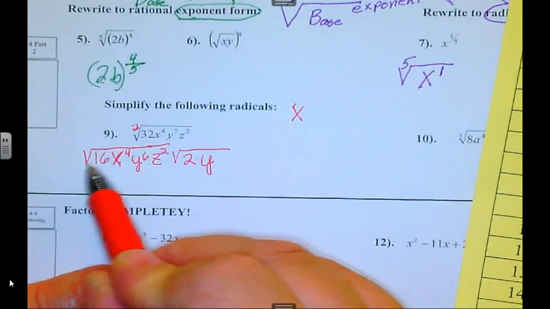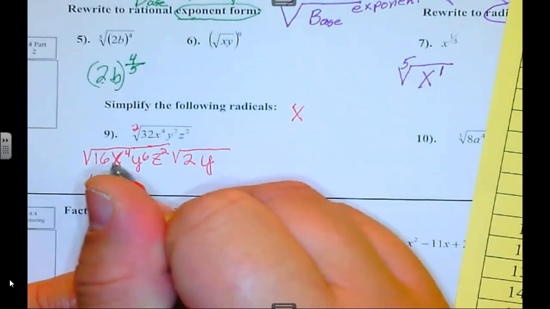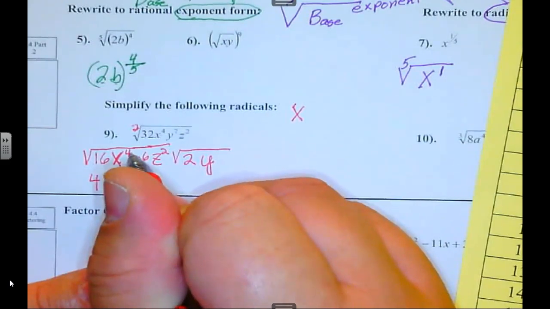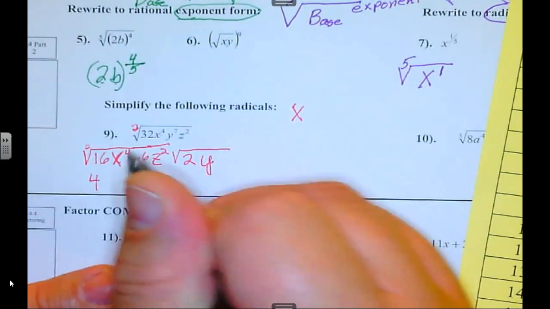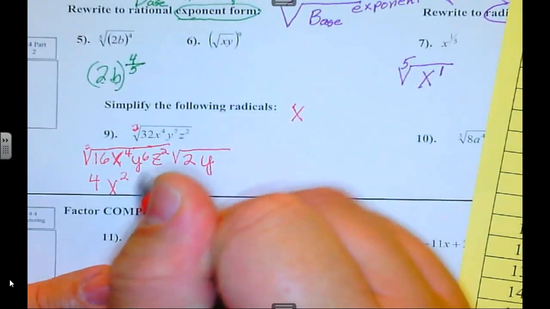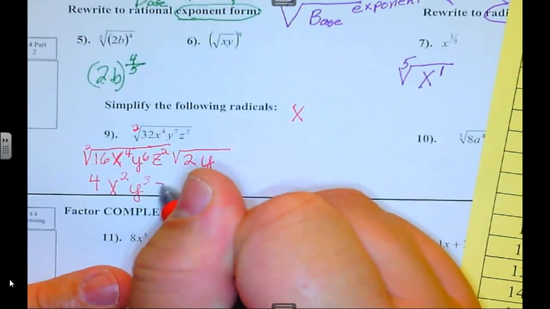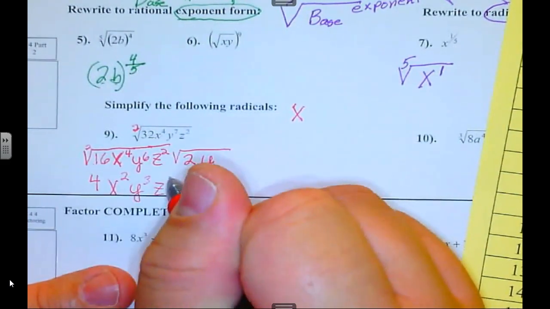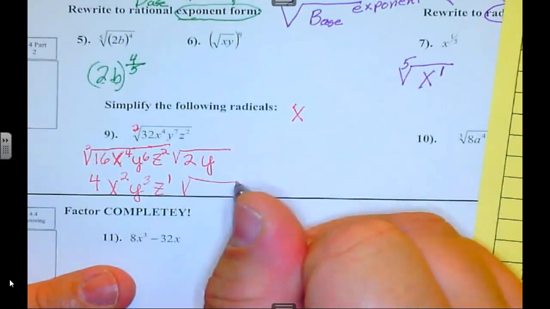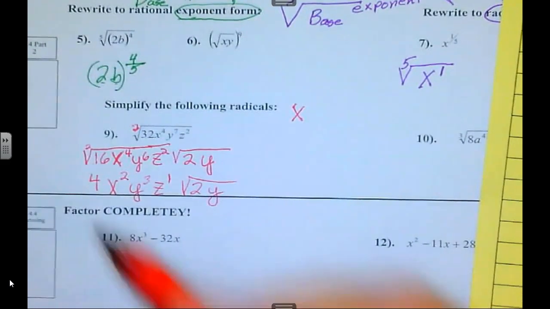Okay. Square root of 16, 4. Square root of x to the 4th: 4 divided by 2, don't forget that's a 2, is 2. 6 divided by 2 is 3. 2 divided by 2 is 1. And I have left over radical 2y. That's my answer.